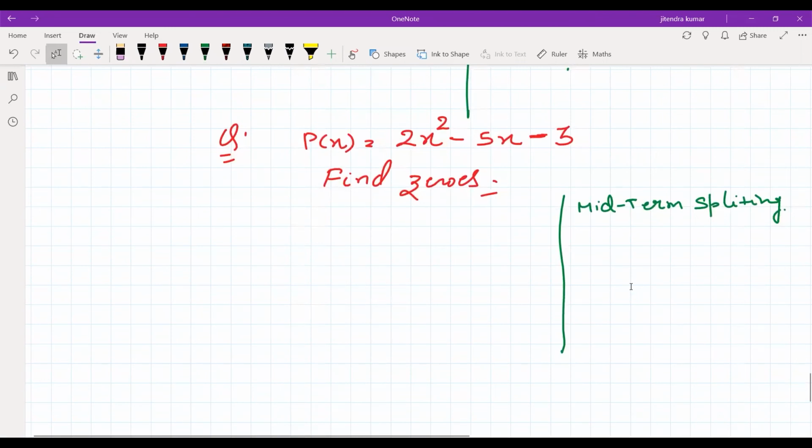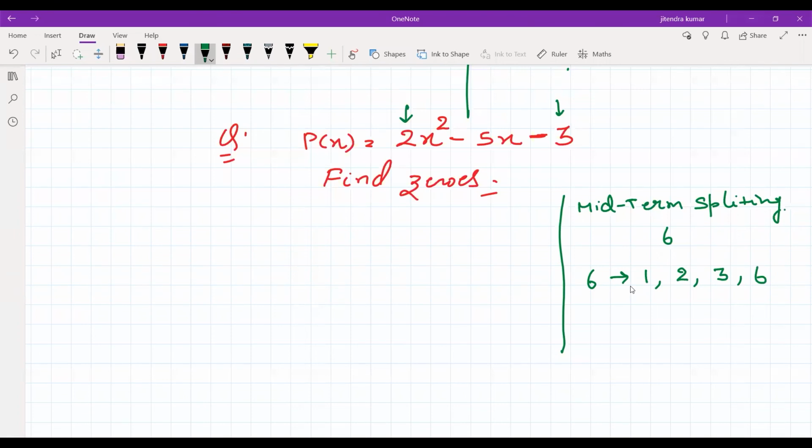Okay, then I'm explaining here. For middle term splitting, we first multiply this 2 and this 3. After multiplying 2 and 3, we get 6. Now the factors of 6 are 1, 2, 3, and 6.